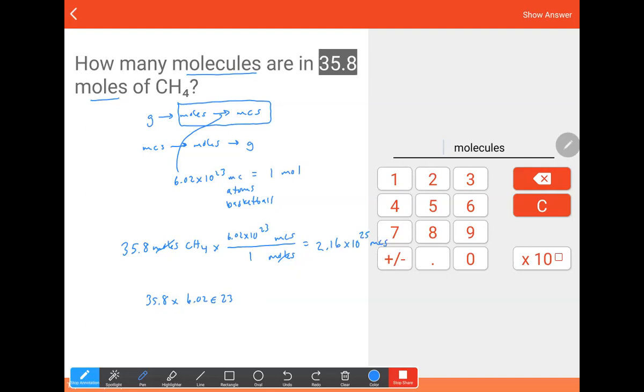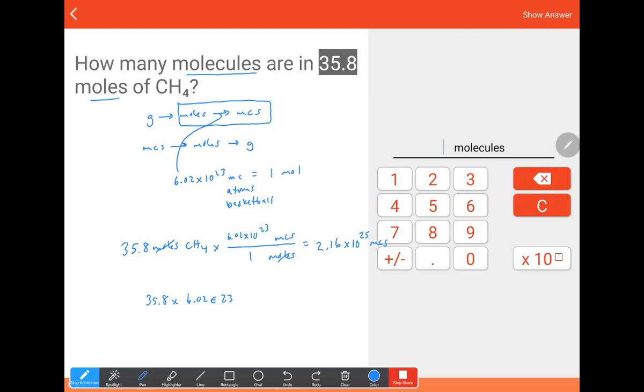That's a lot, and it should be a lot, right? We have 35 moles. Moles is this way of making a reasonable amount of something from trillions and trillions and trillions of molecules. So if you have 1 mole, you have 6.02 times 10 to the 23rd. So 35 moles should be 35 times that. Let's try that.